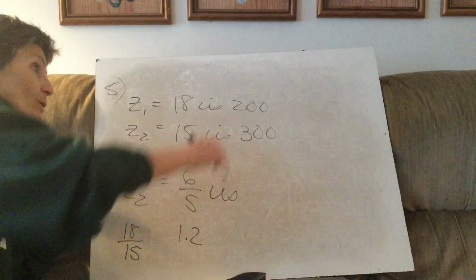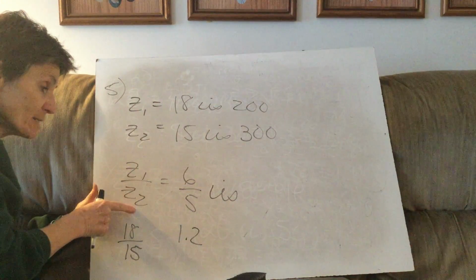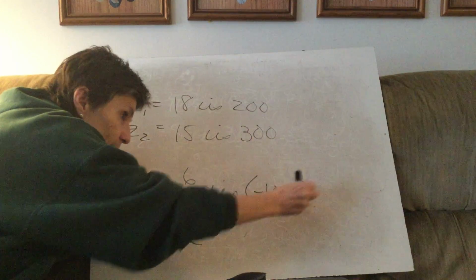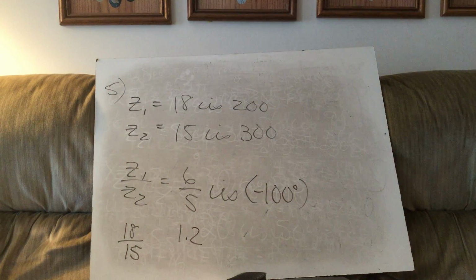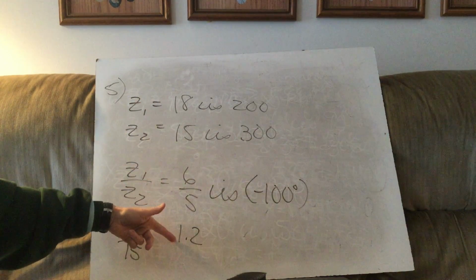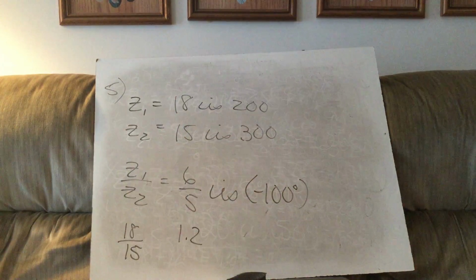And then we're going to subtract our angles. Now, it's always top one minus bottom one, so it's going to be negative 100 degrees. So we divided the r's and got either 6/5 or 1.2 and subtracted the angles and got negative 100 degrees.